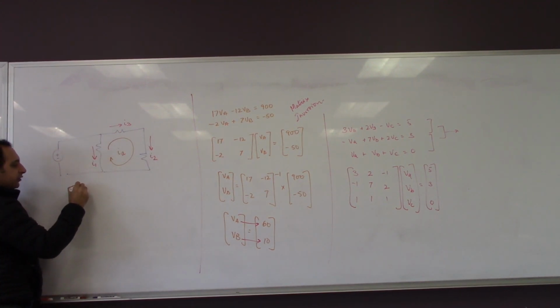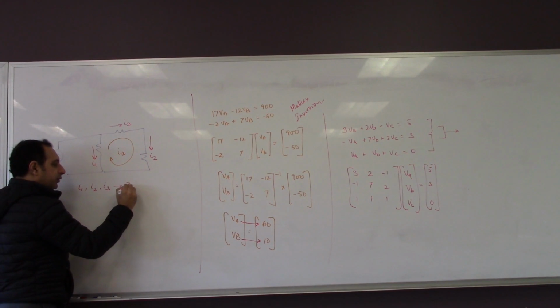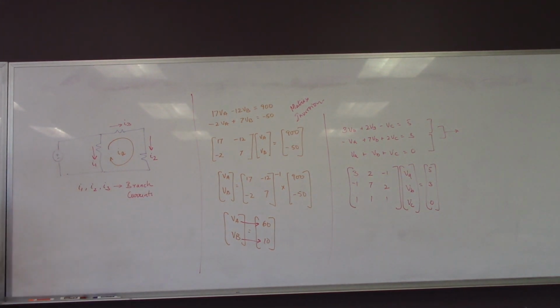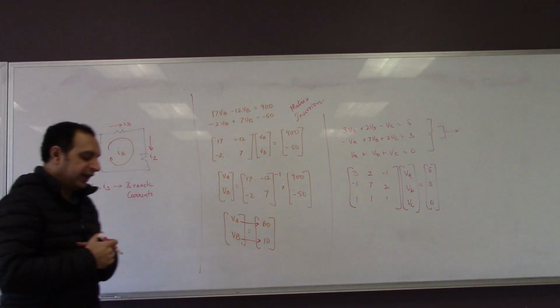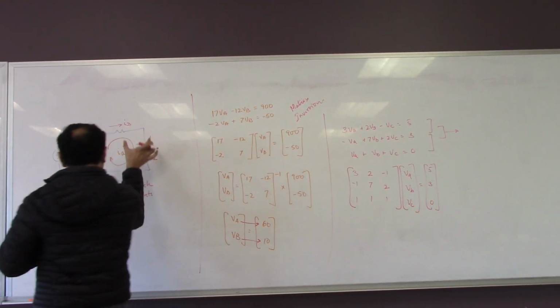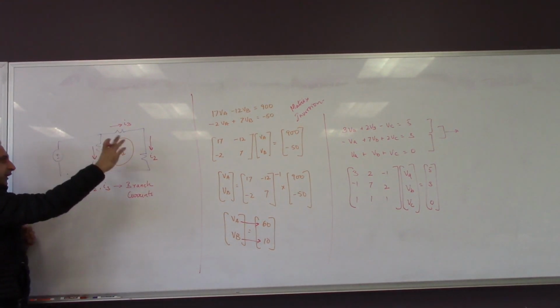So we refer to I1, I2, and I3 as branch currents because they only flow in a particular branch. So if you are ever asked to find branch currents, that means you're asked to find currents that flow in individual parts of the circuit, through each individual element. Those are branch currents, because they flow through a particular branch.